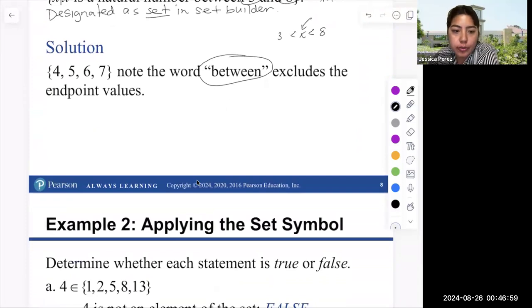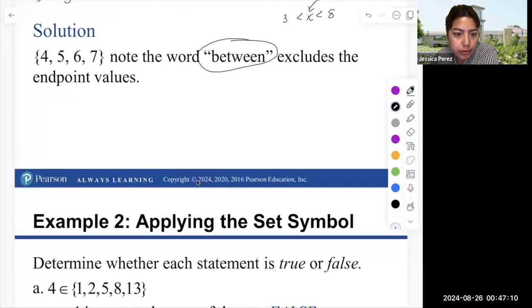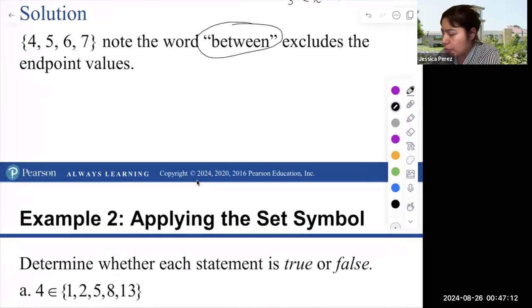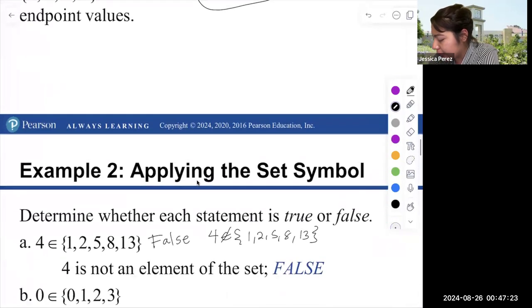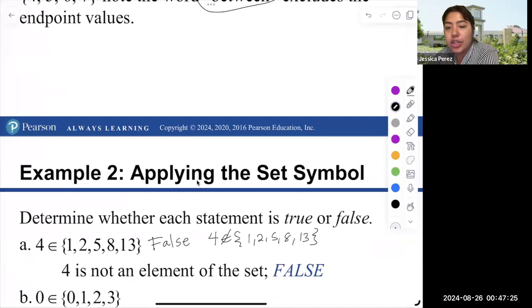Let's look at example number 2. Determine whether each statement is true or false. This means that 4 is an element of {1, 2, 5, 8, 13}. Is that true? Is 4 in here? No. So this is false, because 4 does not live in 1, 2, 5, 8, or 13. It's not in there. 4 is not an element of the set. Therefore, it's false.